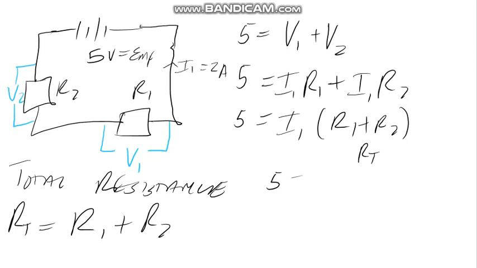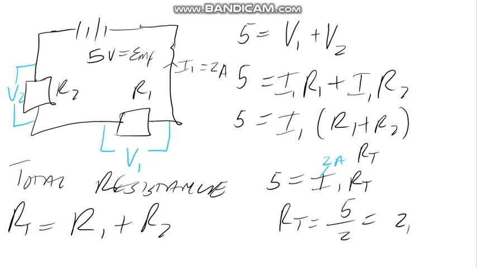So you've got 5 is equal to I1 times R total, where R total is R1 plus R2. So R total will be equal to 5 divided by I1, and you know I1 is 2 amps. So R total is equal to 5 divided by 2. Just go to the calculator: 5 divided by 2, you'll get 2.5. Remember to write it in ohms.